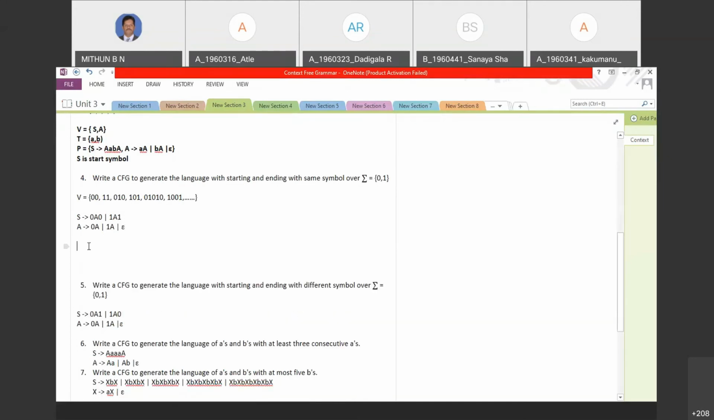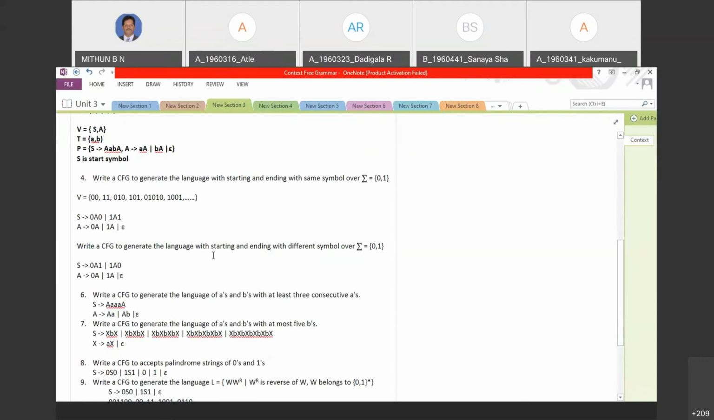Same thing I can repeat for starting and ending with different symbols. See, if it is starting and ending with different symbols, it should be 0A1, 1A0. I will leave it to you now to check with this and understand it. See this, let us write a CFG to generate the language of A's and B's with at least 3 consecutive A's.